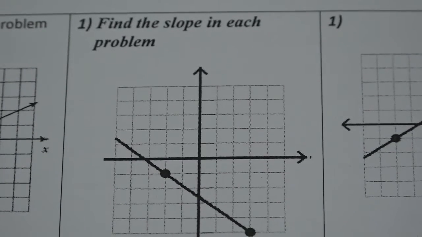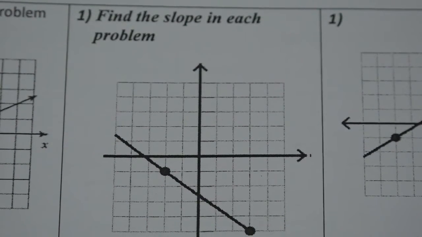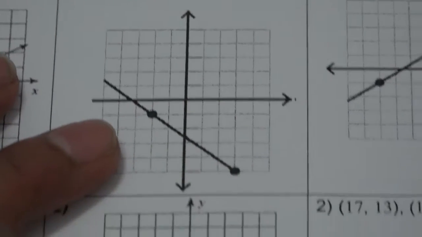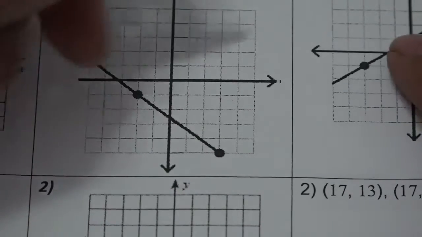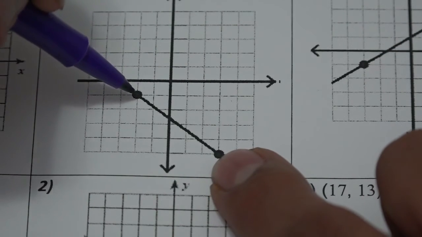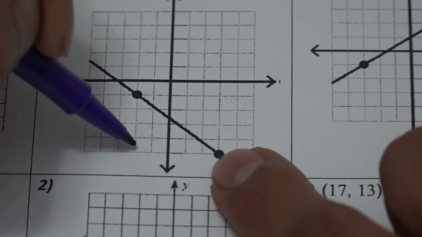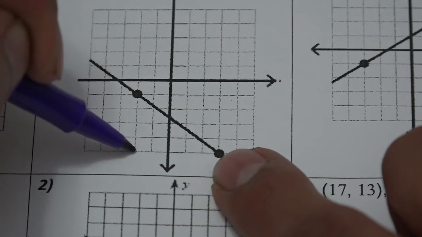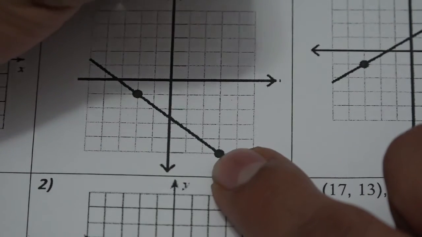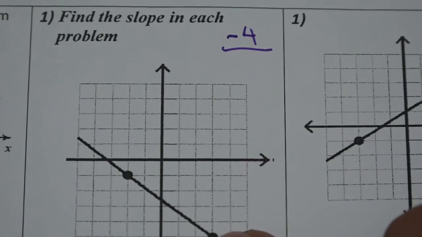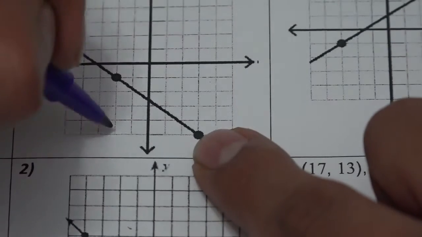It says find the slope in each problem. So I need to find the slope right here. Nice point, nice point. Let me count. I'm not going up, I'm going down. So I'm going to go 1, 2, 3, 4 units down. That makes it a negative because it's going down, right? See that? Negative 4 over, and let's see the run.